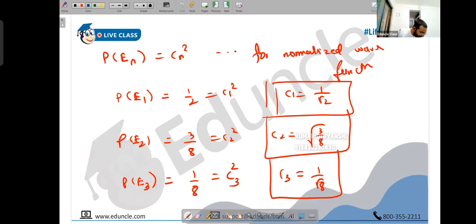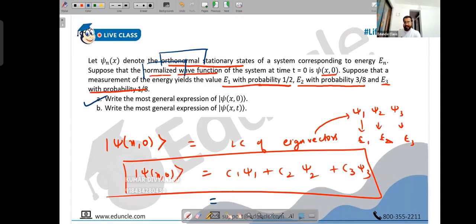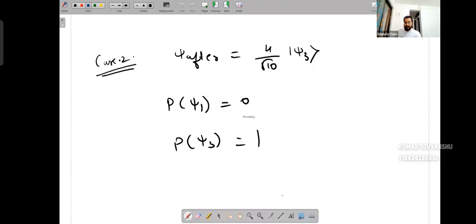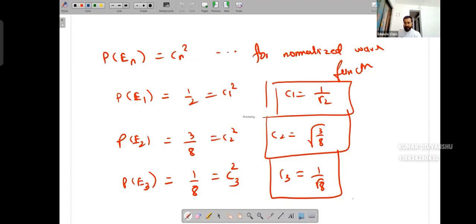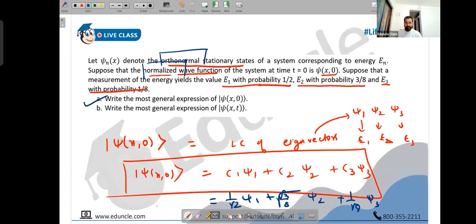I will still take one more question. Unless we are going to do a question with a word flow, we won't stop. We'll take another question. Just part B. So the initial wave function is done by the way. So what is C1? C1 is 1 upon root 2. What is C2? C2 is root 3 by 8. Okay, and psi 2. And then what is C3? C3 is 1 upon root 8. Psi 3. So this is the first part. Your answer to the first part.